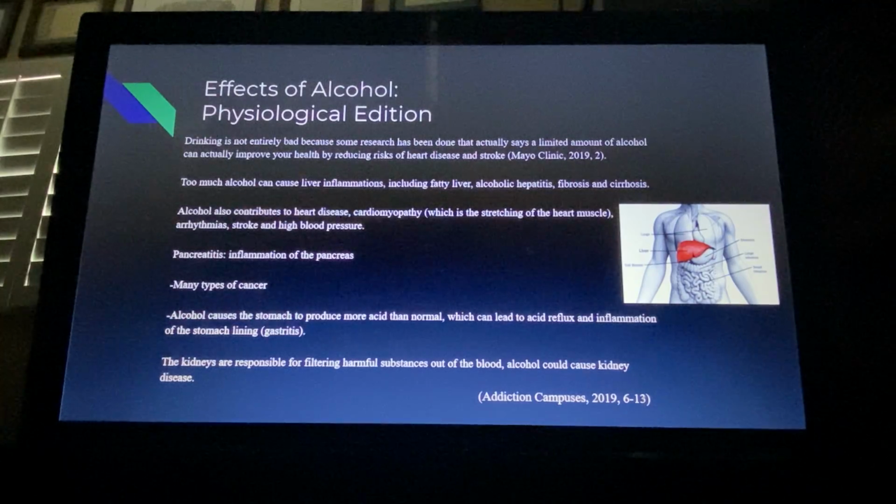Alcohol has also been linked to many types of cancer, and alcohol causes the stomach to produce more acid than normal, which can lead to acid reflux, inflammation, and stomach lining gastritis, which is the inflammation of the stomach. The kidneys also can be affected by alcohol because they're responsible for filtering the blood, and if they're constantly filtering alcohol, this can lead to kidney disease.